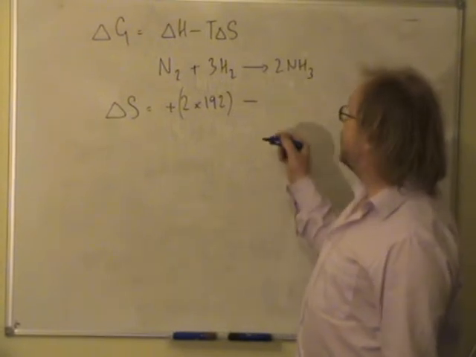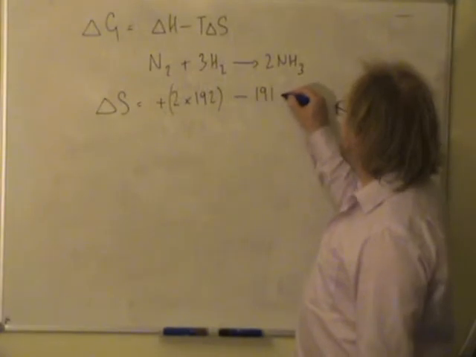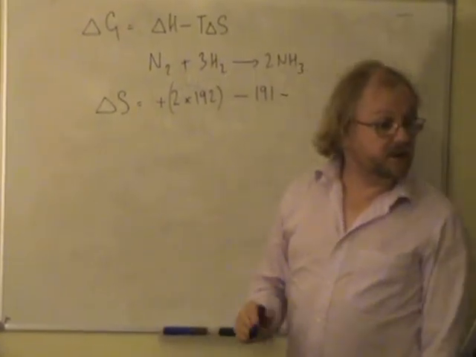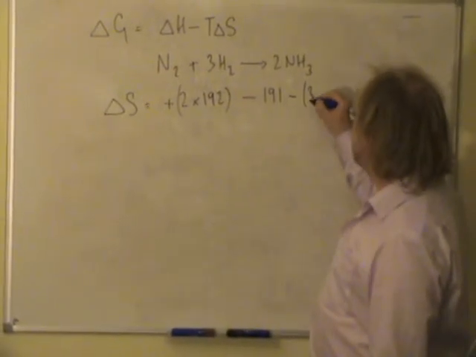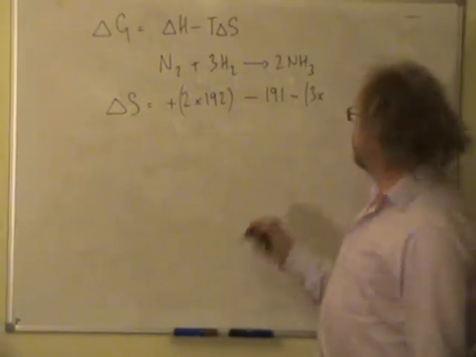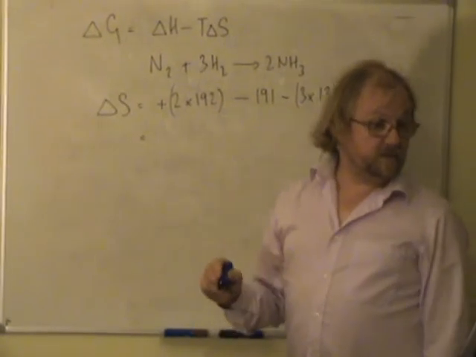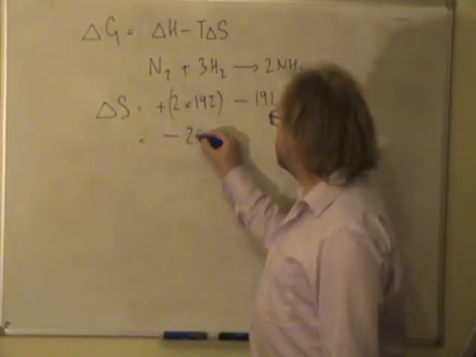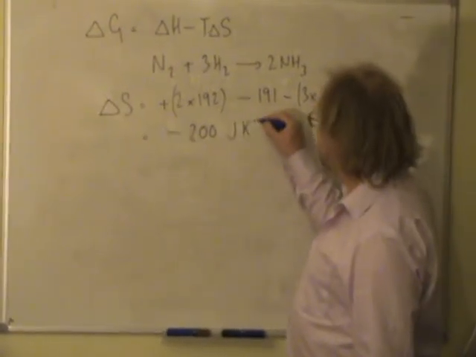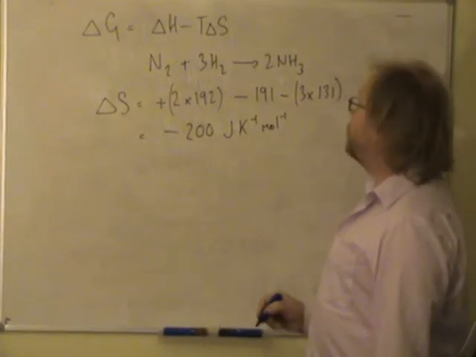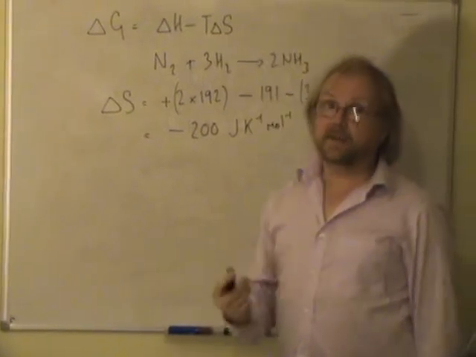So we lost a mole of nitrogen, so minus 191, and we lost 3 moles of hydrogen, so 3 times 131, and if you work that out, that comes to minus 200, and you can get the units from the table as joules per Kelvin per mole. Okay, so now we've got delta S, we've got delta H, and T is, remember, the temperature in Kelvin.